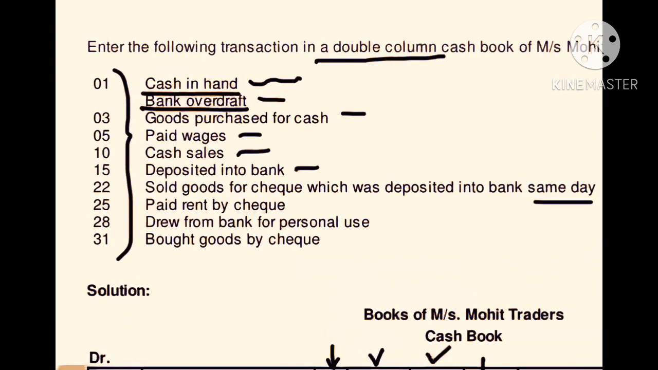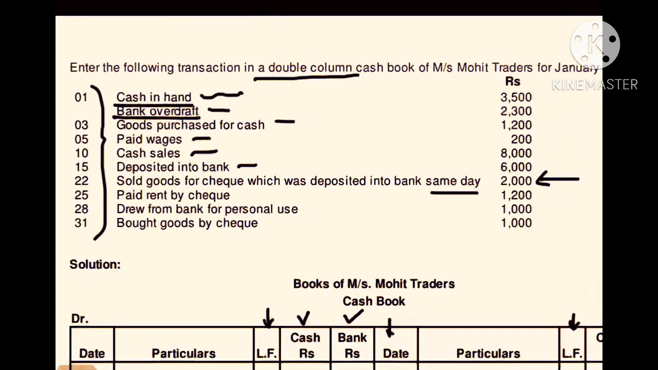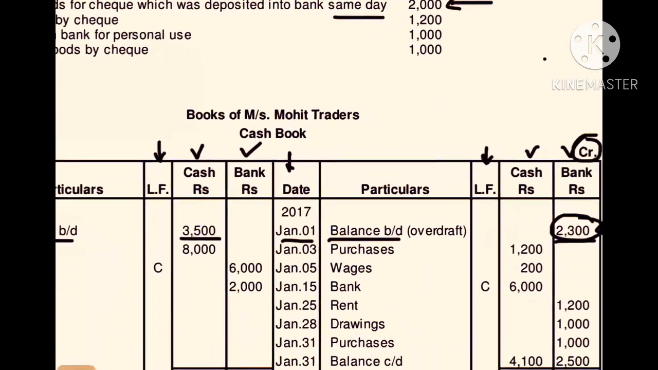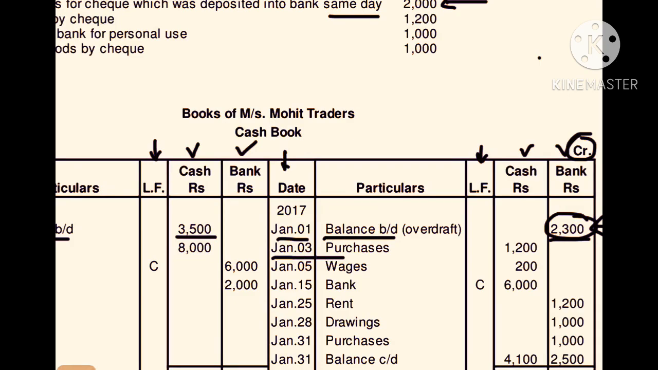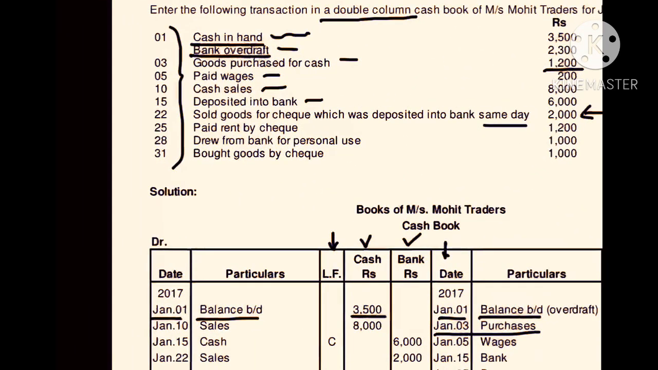Now point number 3, goods purchased for cash, amount rupees 1200. Goods purchase is basically a kind of expense. On the date 3, January 3, we put the amount on the credit side. I told you in the last video, and if you don't remember then please watch it, that any kind of expense relating to the cash and bank columns you always need to put on the credit side. So goods purchase rupees 1200 is on the credit side, and definitely in the cash column of the cash book.